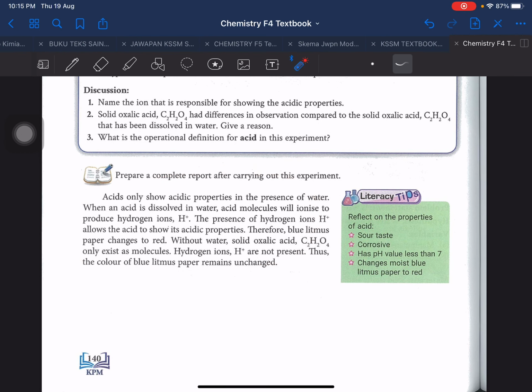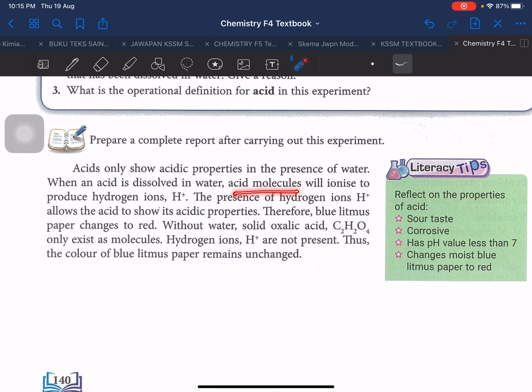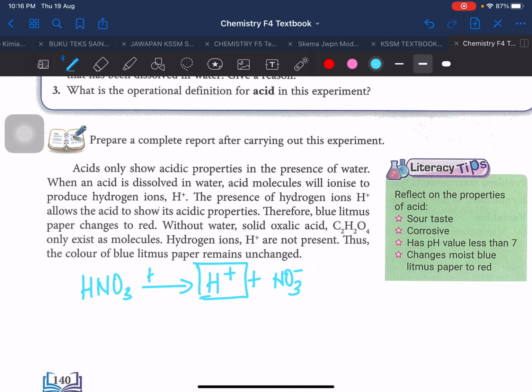Okay, so let us look at the notes over here. Acids only show acidic property in the presence of water. Nah, acid hanya menunjukkan sifat acid kalau ada air. When an acid is dissolved in water, what will happen sebenarnya? Acid molecules will ionize to produce hydrogen ion. Still remember? Contohnya HNO3. This is nitric acid. When nitric acid dissolved in water, it's going to ionize to become hydrogen ion and also nitrate ion. So tengoklah, ada hydrogen ion. Sebab boleh mengion di dalam air, mesti ada air syarat dia.